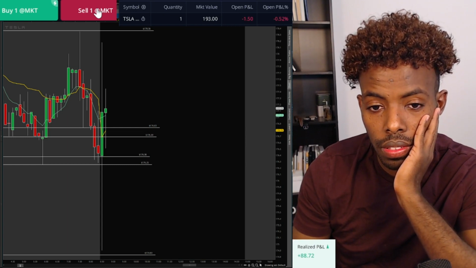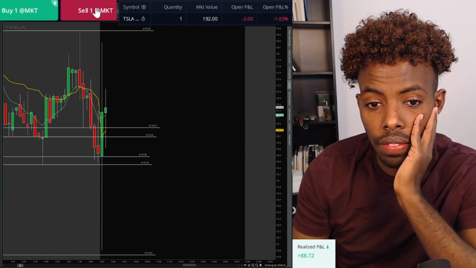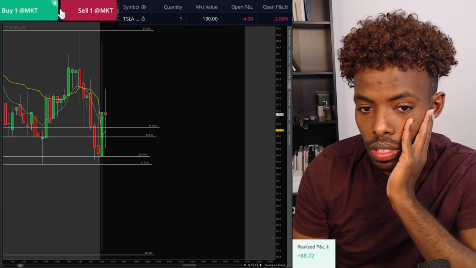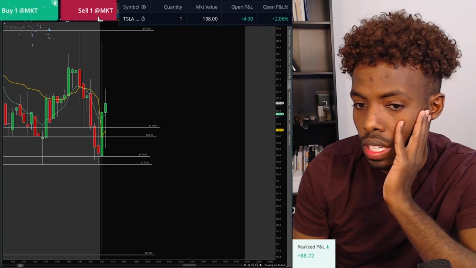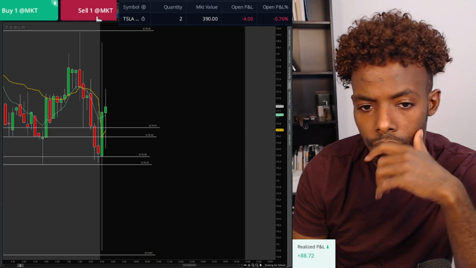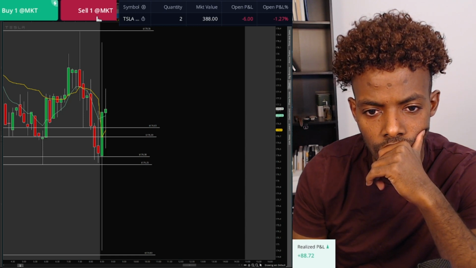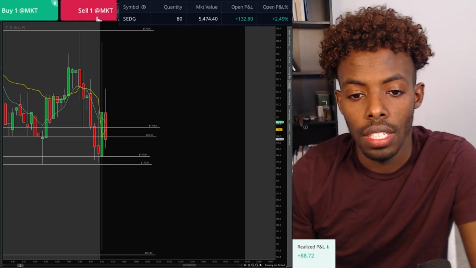Yeah, this is pretty intense. Like I said, I'm just gonna get out if it goes below the 90. I'm tempted to buy it right here and just sell it as soon as it goes below the 90. Oh, I got in too late. Damn, that's an L trade. That's an L trade for sure.